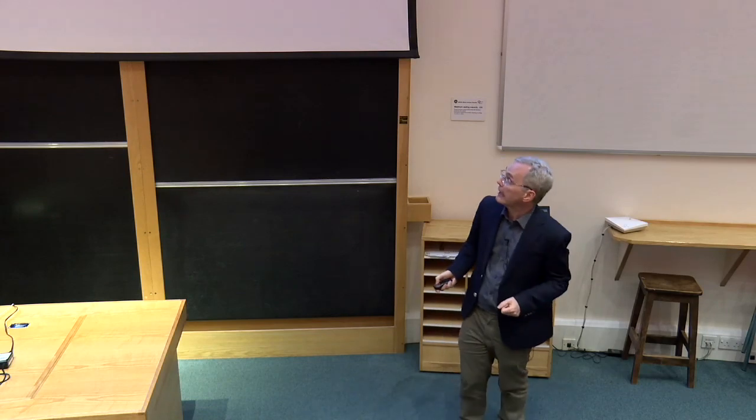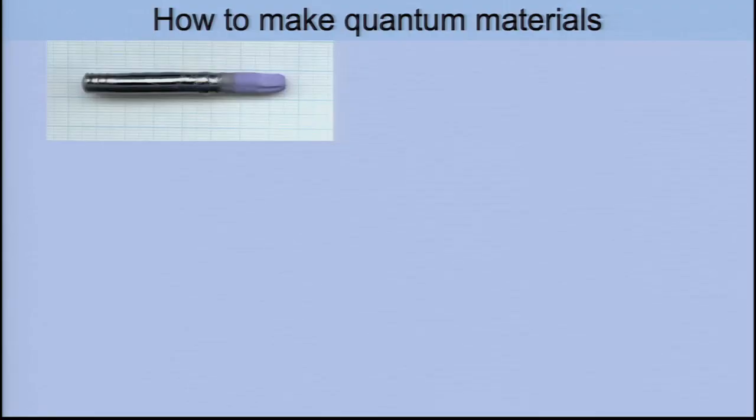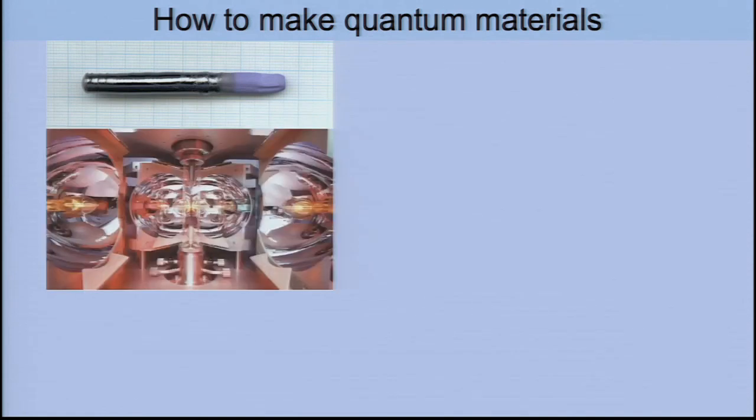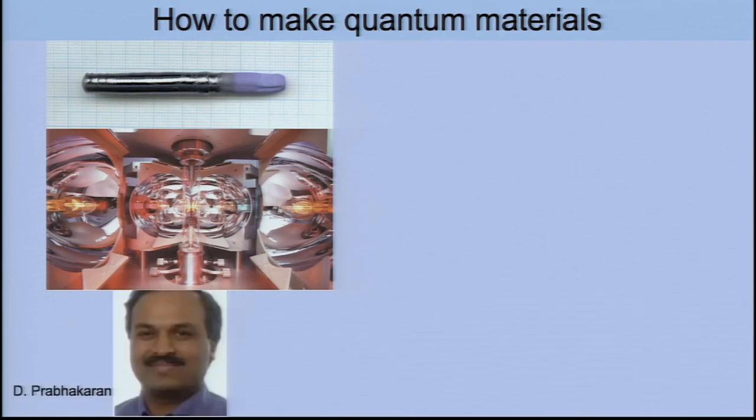Well, what you really need, this is an example of a quantum material. This is a crystal of copper niobate. And to make it, you need a very specialized piece of apparatus. This is a mirror furnace, and we have one upstairs here in the Clarendon laboratory. But you don't just need the material, you need somebody very clever who has spent their career optimizing this, and we have Dr. Prabhakaran here who does this.